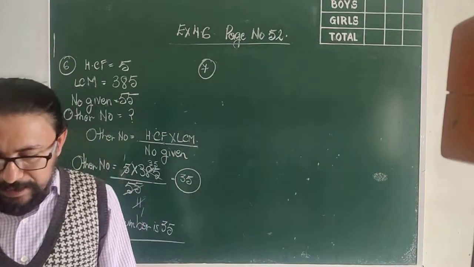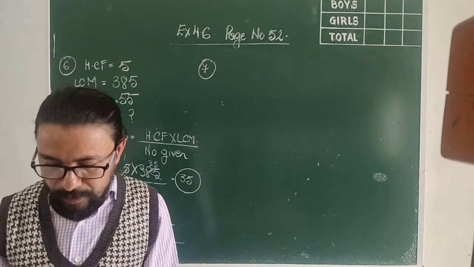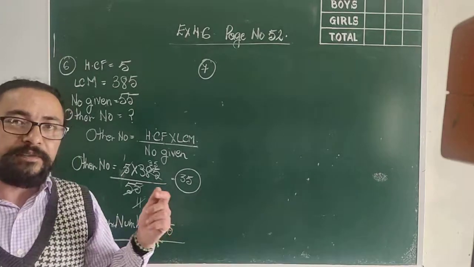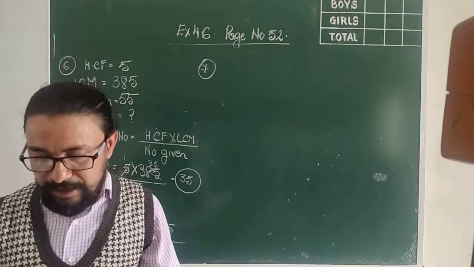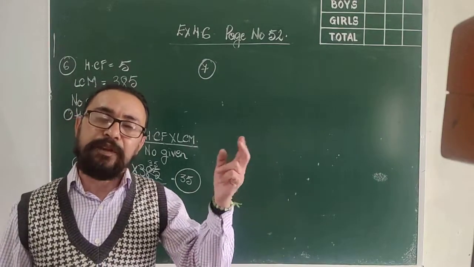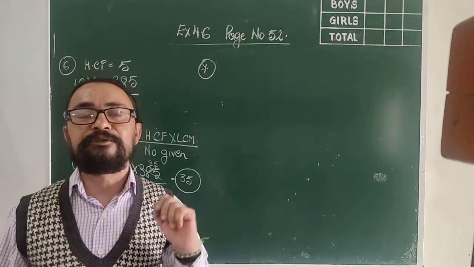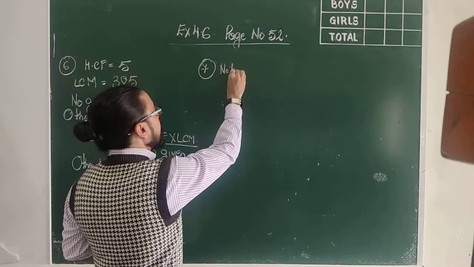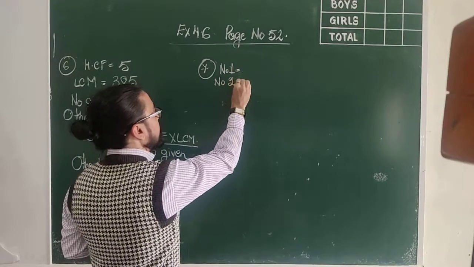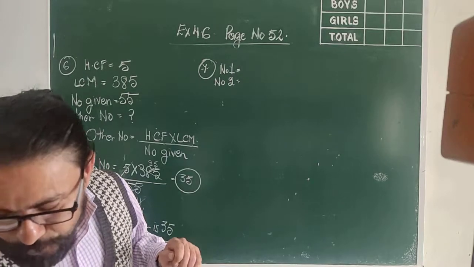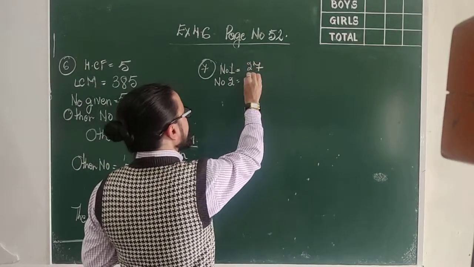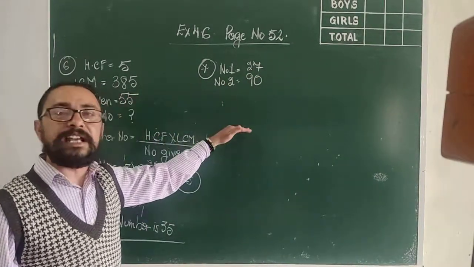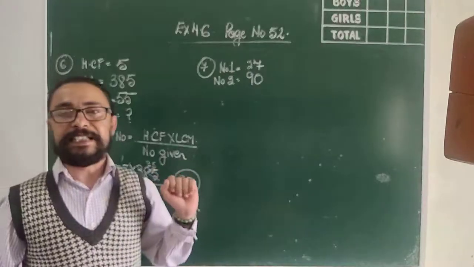Sum number 7 says find the LCM of 27 and 90 and use the LCM to find their HCF. So they've given us the two numbers, they've not given us LCM, they've not given us HCF. So first we have to find the LCM, then apply the formula and then find the HCF. So the two numbers are, we will call it number 1 and number 2. The first number that they've given us is 27 and the second number that they've given us is 90. Now they are telling us find the LCM. Once you have found the LCM, then use this formula and find the HCF.